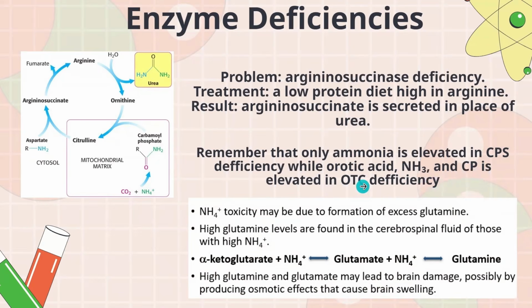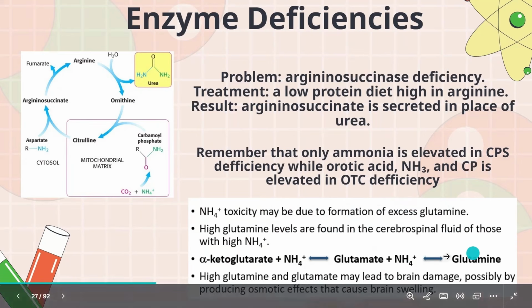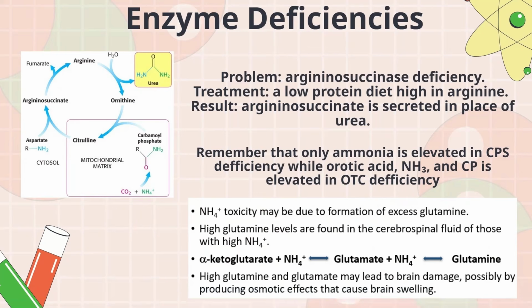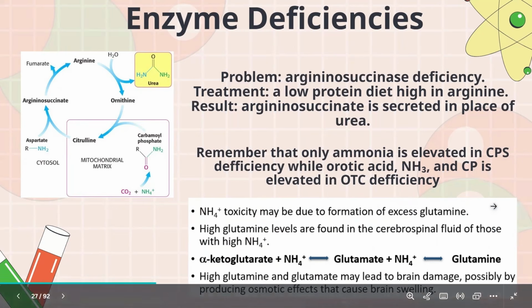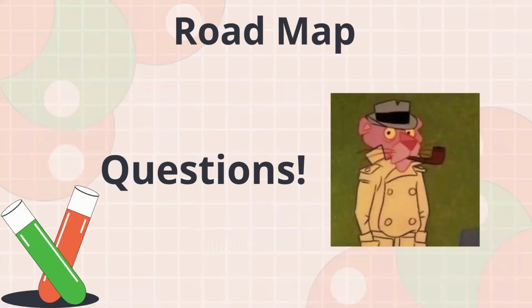NH4 toxicity may be due to excess glutamine. High glutamine levels are found in cerebrospinal fluid. Alpha-ketoglutarate and NH4 form glutamate, and NH4 will eventually form glutamine, which is why we have the excess glutamine we talked about. High glutamine and glutamate can lead to brain damage by producing osmotic effects, which is why we talked about cerebral edema as a symptom. That's about it.